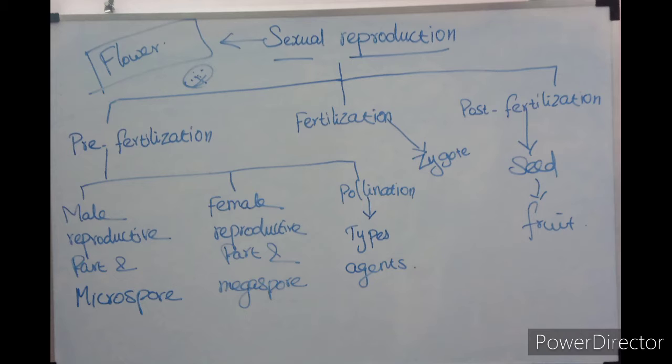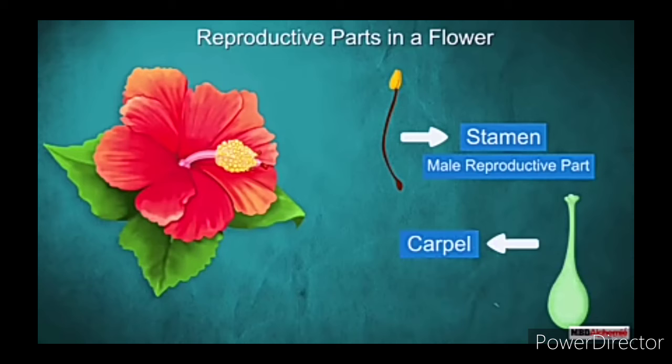So sexual reproduction in plants involves the production and fusion of male and female gamete. The production of gamete is called gametogenesis. So gametogenesis is of 2 types. Male gamete formation is called microsporogenesis. Female gamete formation is called megasporogenesis. Then fertilization, then post-fertilization. So these are all the things coming under sexual reproduction in plants. We will see one by one in detail.